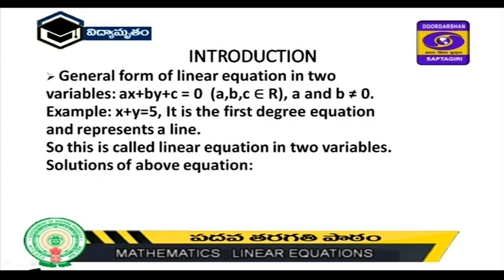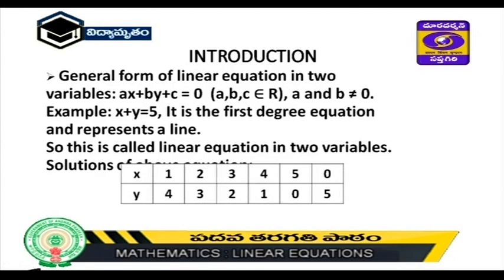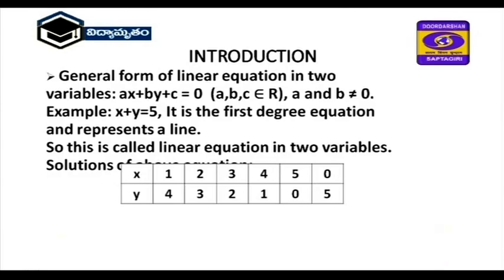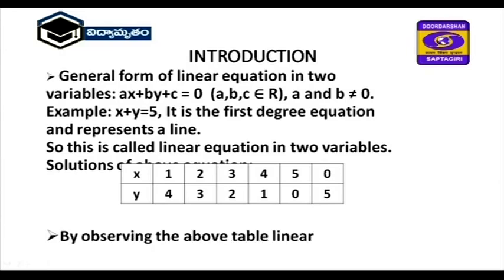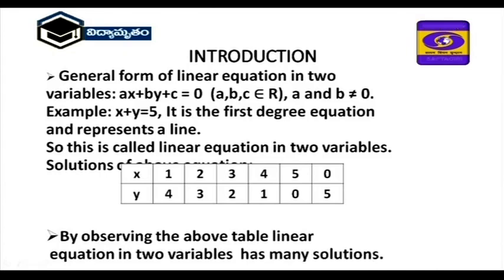Solutions of the above equation: if we take x equal to 1 in x + y = 5, we will get y = 4. In the place of x we will take 2, we will get the value of y as 3, like that we will get all these solutions. So, by observing all the above values, we can say that every linear equation has many solutions. It is about linear equations.